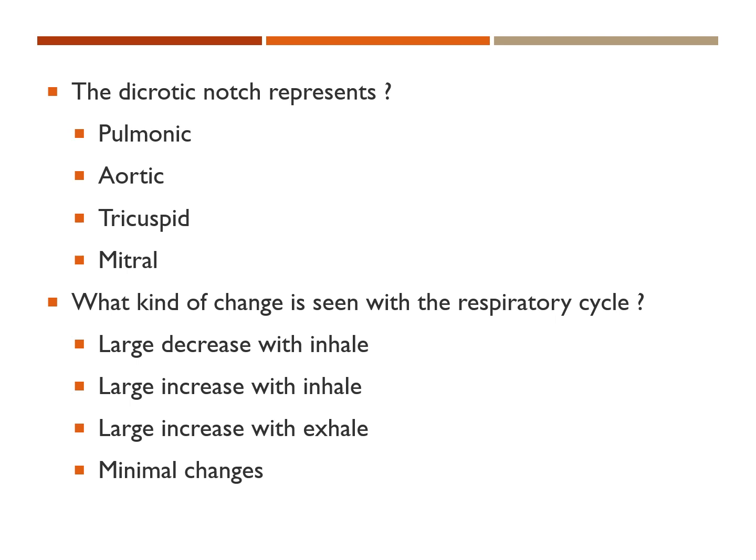All right, what does the dicrotic notch represent? Pulmonic valve, aortic valve, pulmonic semilunar, aortic semilunar, sorry, tricuspid valve, or mitral valve. If you need to pause and look these up, do it. What kind of change is seen with the respiratory cycle on arterial lines? Now, we're not assuming air trapping here, just in general. What kind of change is seen during the respiratory cycle? Large decreases with inhalation, large increases with inhalation, large increase with exhalation, or minimal changes in general.